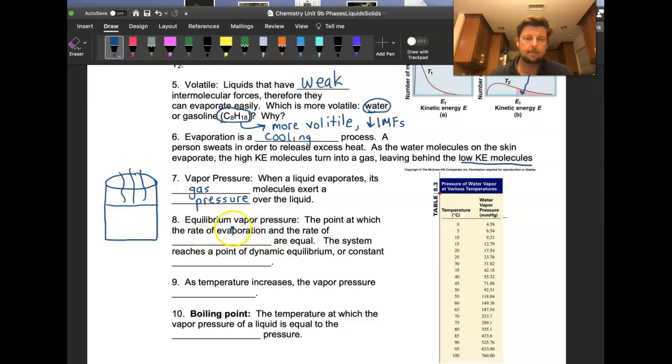Equilibrium vapor pressure means, well, equilibrium just means the rate in one direction is equal to the rate in the other direction, or the reverse. So equilibrium vapor pressure is the point at which the rate of evaporation and the rate of condensation are equal. So if you imagine this liquid where a bunch of liquid molecules are evaporating, and at the same time a bunch of gas molecules are condensing, you would get a dynamic equilibrium where these are happening at the same rate, and you would not have a change in your volume at all.